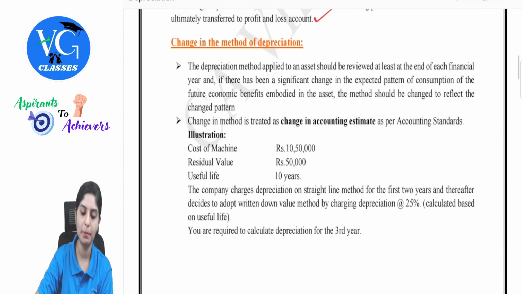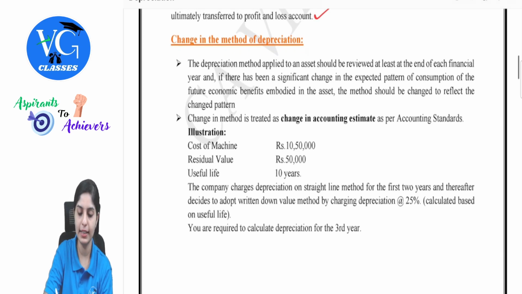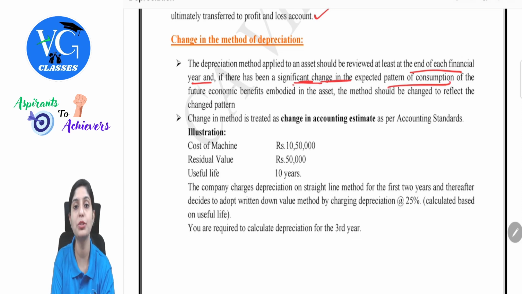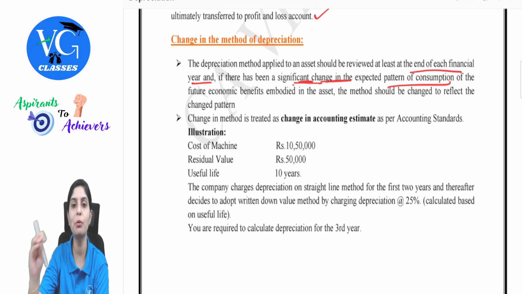The depreciation method applied to an asset should be reviewed at least at the end of each financial year. And if there has been a significant change in the expected pattern of consumption of the future economic benefits embodied in the asset, so when you feel there is a significant change, for what? In the expected pattern of consumption, that means usage of the asset, the method should be changed to reflect the changed pattern, because it becomes very practical to apply the method which gives you those benefits, in order to keep the matching concept in relevance, because usage and then consumption is what your depreciation calculation depends on.